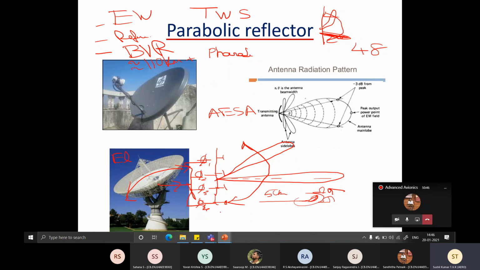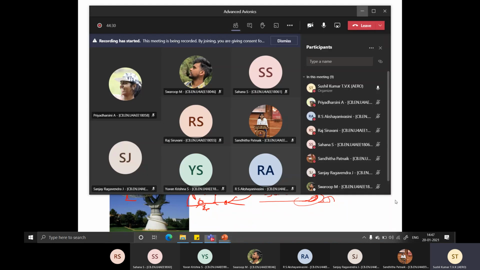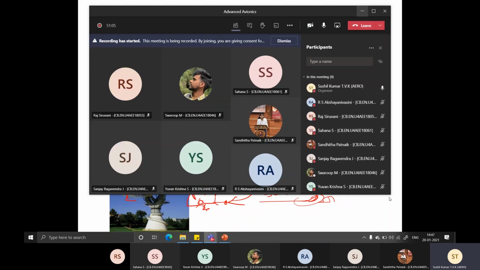So just find out what sort of propulsion system they are using and how it is different from normal propulsion systems of conventional missiles. Okay, I think I'll end with this. Next class onwards, we'll start with amplifiers, filters, and other components.